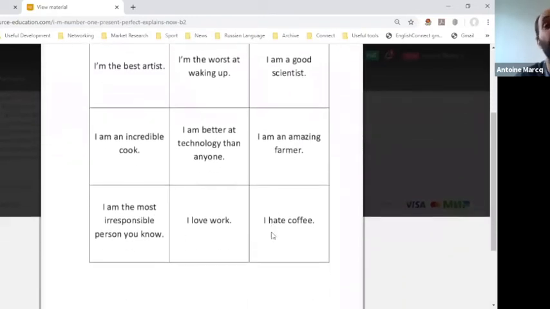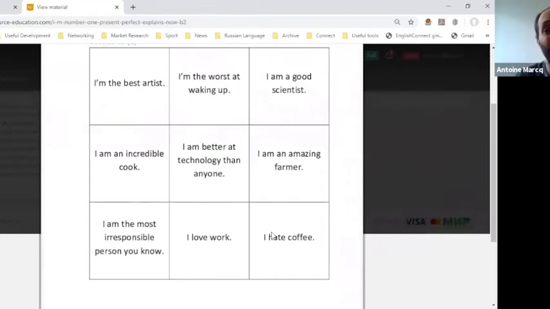I'm the worst at waking up. You know what? I'm the worst at waking up. I'm pretty sure I've pressed on my snooze button like 50 times this morning already. I'm the worst at waking up. Then other students go, you think you're the worst at waking up? I've had days where I didn't even wake up. I slept the whole day, and so on and so forth.